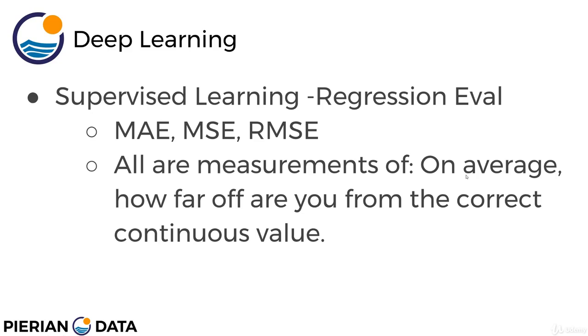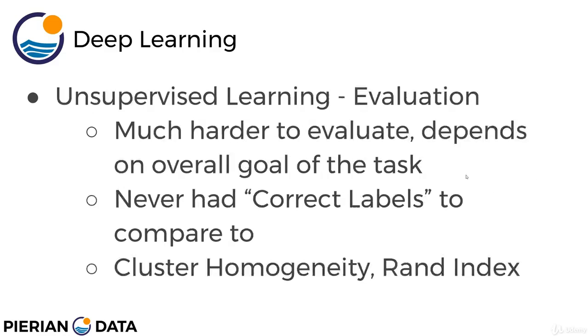For regression evaluation tasks, again, that falls under supervised learning. There are lots of evaluation metrics, things like mean absolute error, mean squared error, root mean squared error. Essentially, all of these are just measurements of, on average, how far off your prediction is from the correct continuous value. To some manner or degree, they're all trying to say the same thing: on average, your model predicts about this far off numerically. So we'll be using these metrics when we do regression tests.